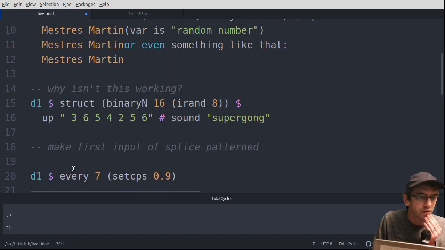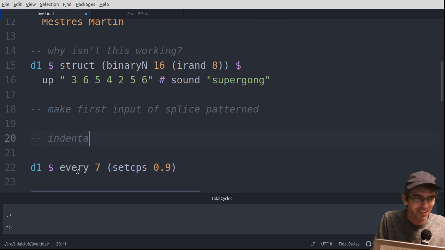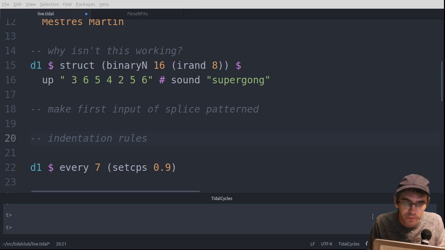Where's my to-do list? Yes, okay. Indentation rules. Okay.